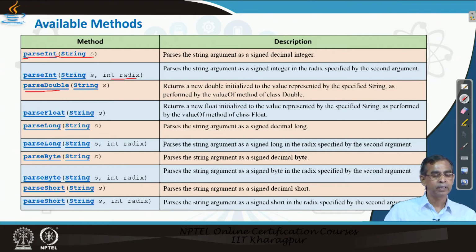And parseDouble is just the counterpart for integer, that means if you want to parse the double value from a given string. Here is parseFloat, to parse a float value from the given string, then parseLong. So for all different types there are methods: parseByte with radix, and then parseShort. For all the different types of primitive data there is a parsing method. This means that from a given string we will be able to parse any numeric data type.